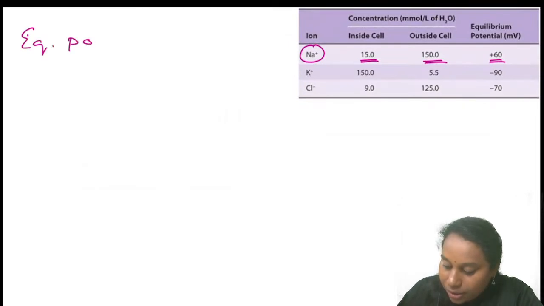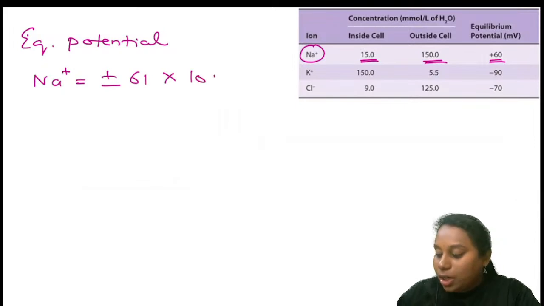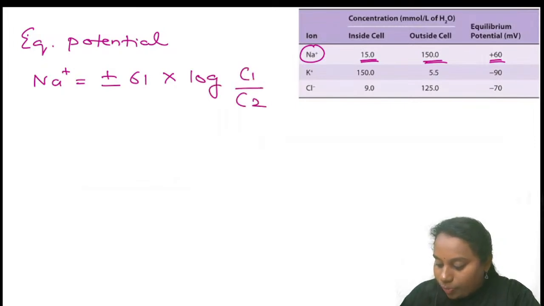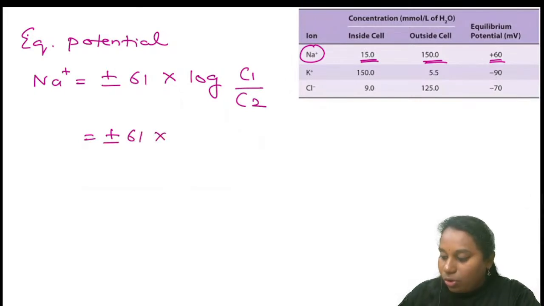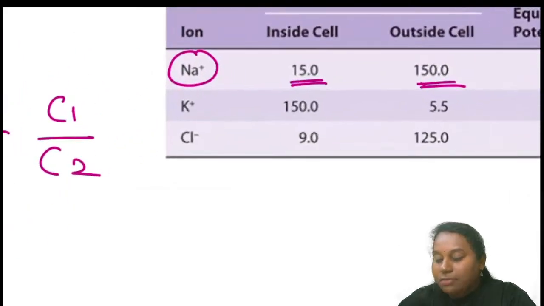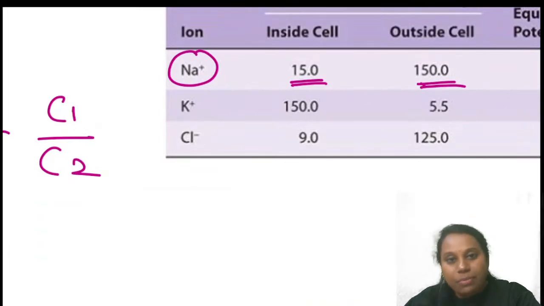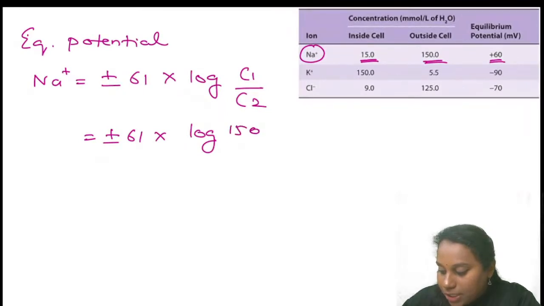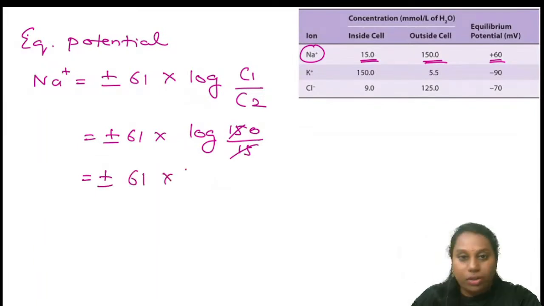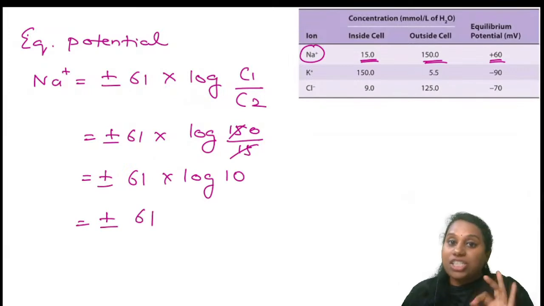Let's derive it. Equilibrium potential for sodium is equal to plus or minus 61 into log of C1 by C2. C1, C2 are the two compartments, ICF and ECF, 150 and 15. To make the problem easier, let's do the bigger number on top, 150 by 15. So you cancel this, you get plus or minus 61 into log 10. Log 10 is 1. So the answer is plus or minus 61.